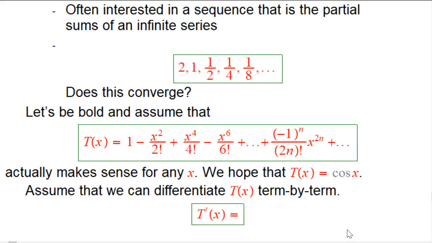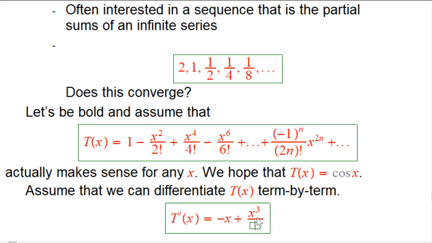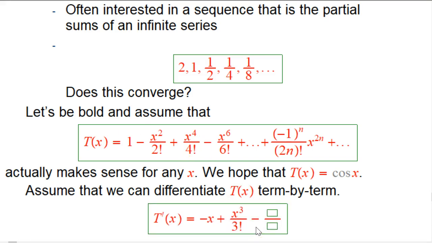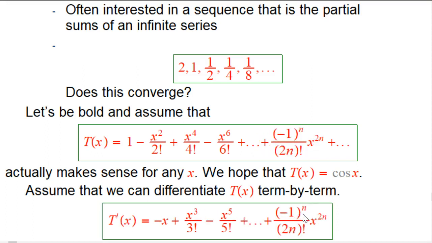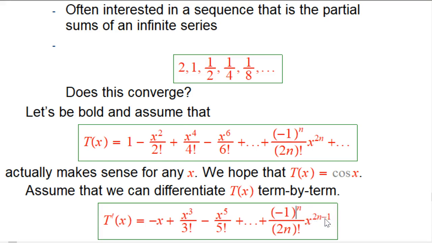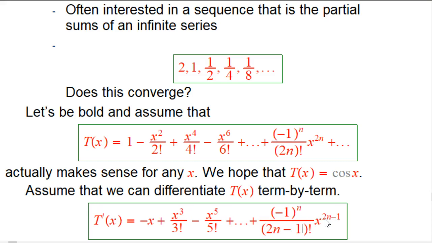T prime of x, the 1 goes away, and something nice happens here. The 2 cancels the 2 in the 2 times 1 here, and we just get minus x over 1, which is just minus x. Then something similar happens here: we've got 4x cubed, but that 4 cancels the 4 in 4 times 3 times 2 times 1, and that just creates a 3 factorial. Minus, and then again, 6 goes to 5, the 6 cancels, and you get a 5 factorial. And that pattern is going to continue. Right here, we're going to get 2n minus 1. A 2n will come out, but that just demotes a 2n factorial to a 2n minus 1 factorial.